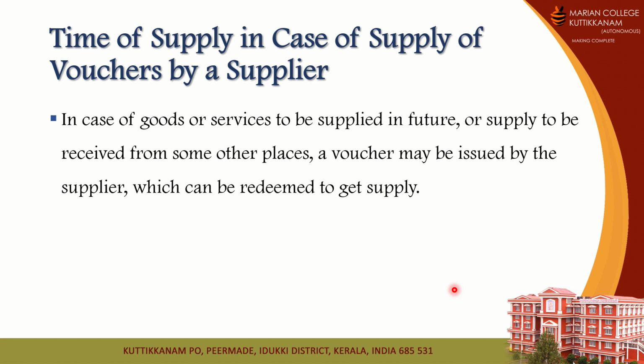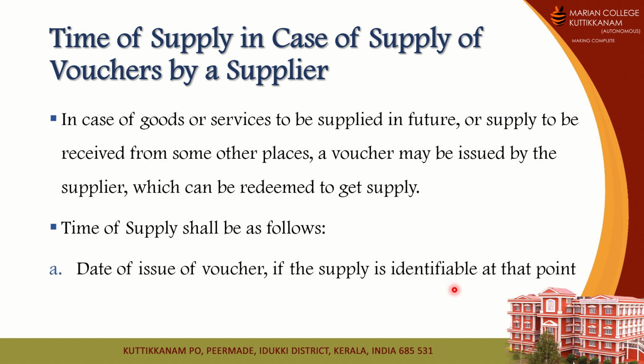So here, in case of both goods and services, the time of supply will be determined more or less the same. Okay, the time of supply will be first one, date of issue of voucher, if the supply is identifiable at that point, that means at the point of issue of voucher. So when the supplier issues the voucher, at that point, if the supply is an identifiable one, so that means the supplier is issuing this particular voucher for this particular thing, to purchase this particular item or a particular mobile phone. So if the supply can be identified at that point, in that case, the time of supply will be the date of issue of voucher.